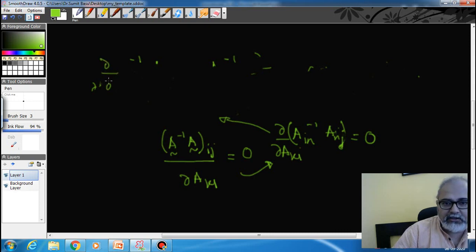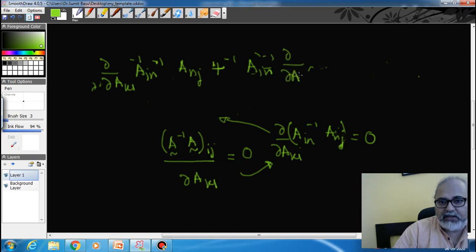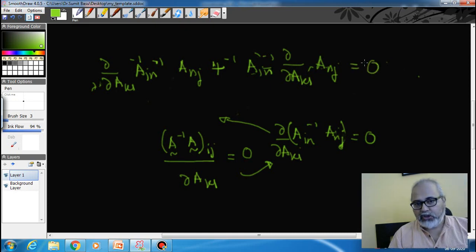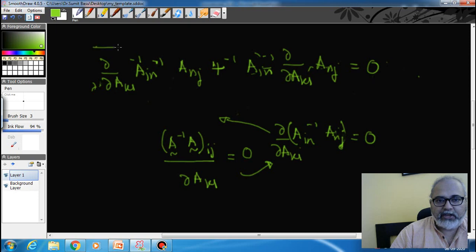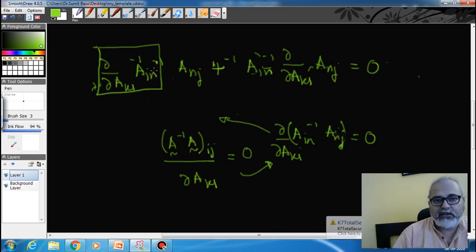So I take del A k l of A I n inverse and A n j remains, plus now A I n inverse remains intact, plus del A k l of A n j. This is just the chain rule, and that is equal to 0. Now remember that this is the thing that we want to get. This is the thing that we need: the derivative of A inverse with respect to A. That's what we need.